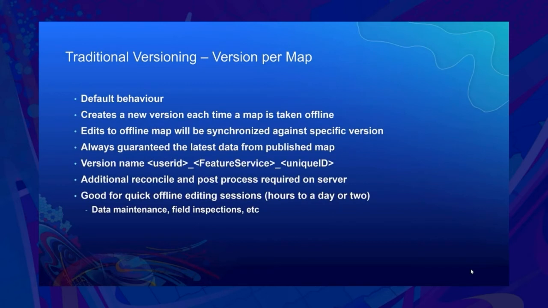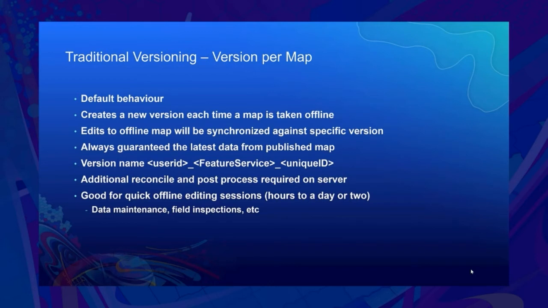So begin with the default behavior, which is to create a new version per map. In this workflow, a new version is created every single time a map is taken offline. And the edits made to that offline map will be synchronized back to that specific version. One of the main benefits here is that your offline map always takes the latest changes from the published map, from the latest state of the main line of the feature service. So you know that when you go offline, you've got the most up-to-date information.